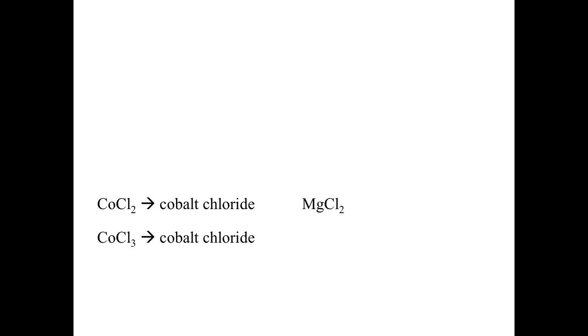Now to contrast this, we can take a look at a compound like MgCl2 versus MgCl3. Now we know for sure that MgCl3 does not exist, because the charge of magnesium we know is always going to be positive 2. Because that charge is positive 2, it only needs 2 chlorides, since each chloride is negative 1. So when we say magnesium chloride, we always mean MgCl2. On the other side, when we say cobalt chloride, we could mean CoCl2 or CoCl3.